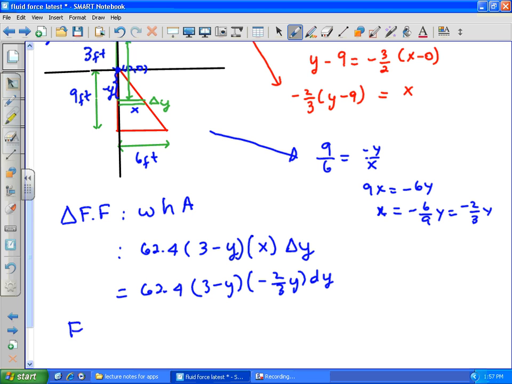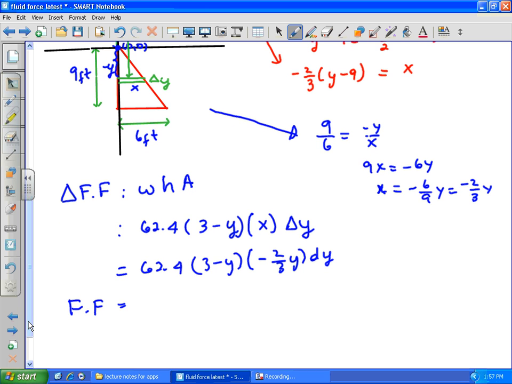And in this case, I should integrate from where to find total fluid force? Look at your rectangles now. From where to where are your rectangles extending? From anywhere from, what is this point right here? Negative 9 to where? To 0. 3 minus y times y I leave inside. Negative 2/3 I pull outside. And don't worry about that negative. Eventually it will disappear.